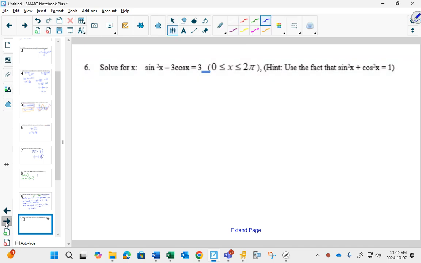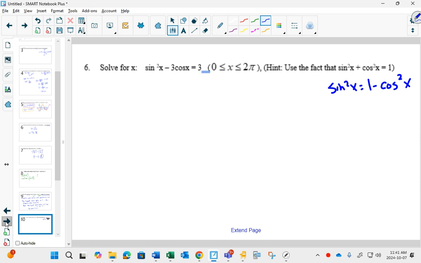Question number 6. When it gets to your exam, they won't tell you the hint. You'll just have to know the big idea that sine squared x plus cos squared x equals 1. And you'll get really good at rearranging this. For example, can you see that I can rearrange this and get sine squared by itself, by subtracting cos squared? The reason this is important for this question is that currently it has sine squared x and a cos x.